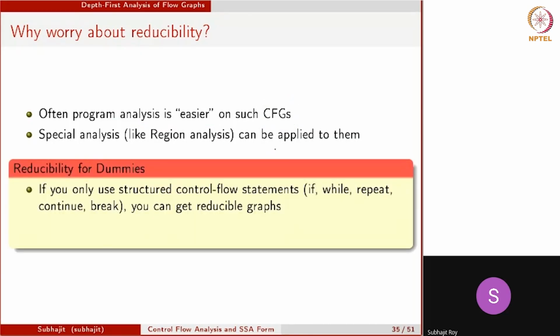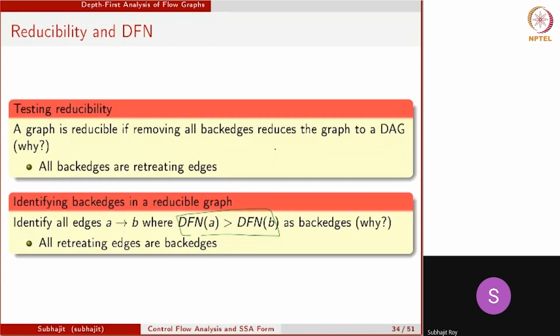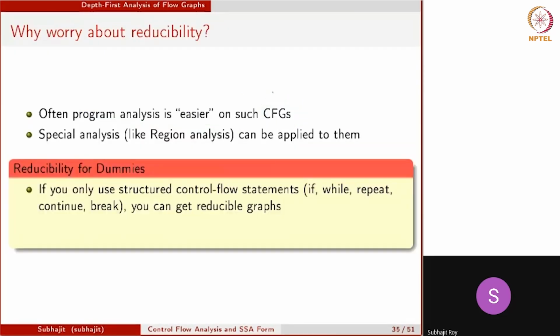Let me end with this: reducibility for dummies. If you think that this last check was still too strong because you have to compute back edges, which requires computing the dominance relation and all that, I'll give you a very simple way of identifying. It is a one-sided check, not a both-sided check. It says that if you use only structured control flow statements, like if statements, while statements, repeat until, continue, break, then you can only get reducible graphs.